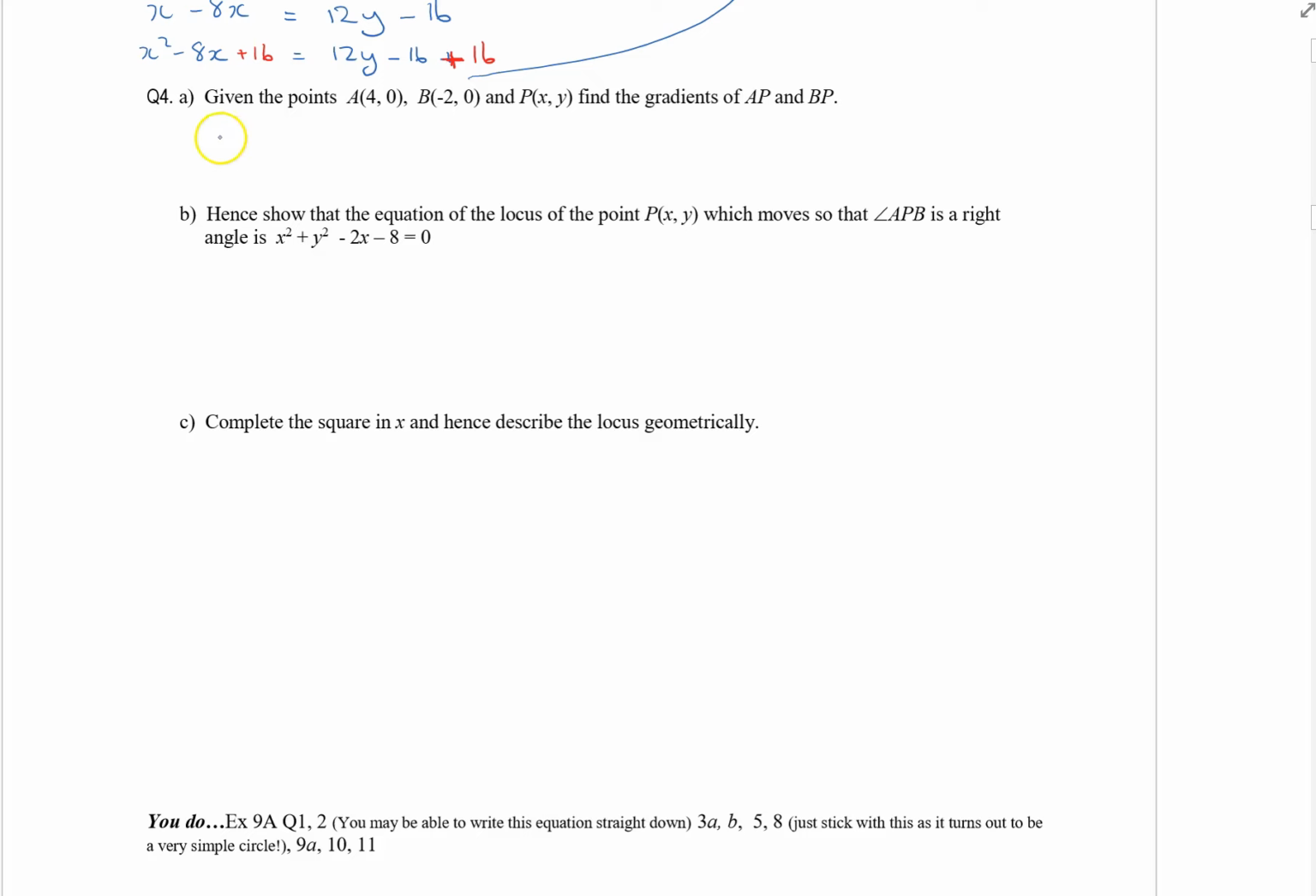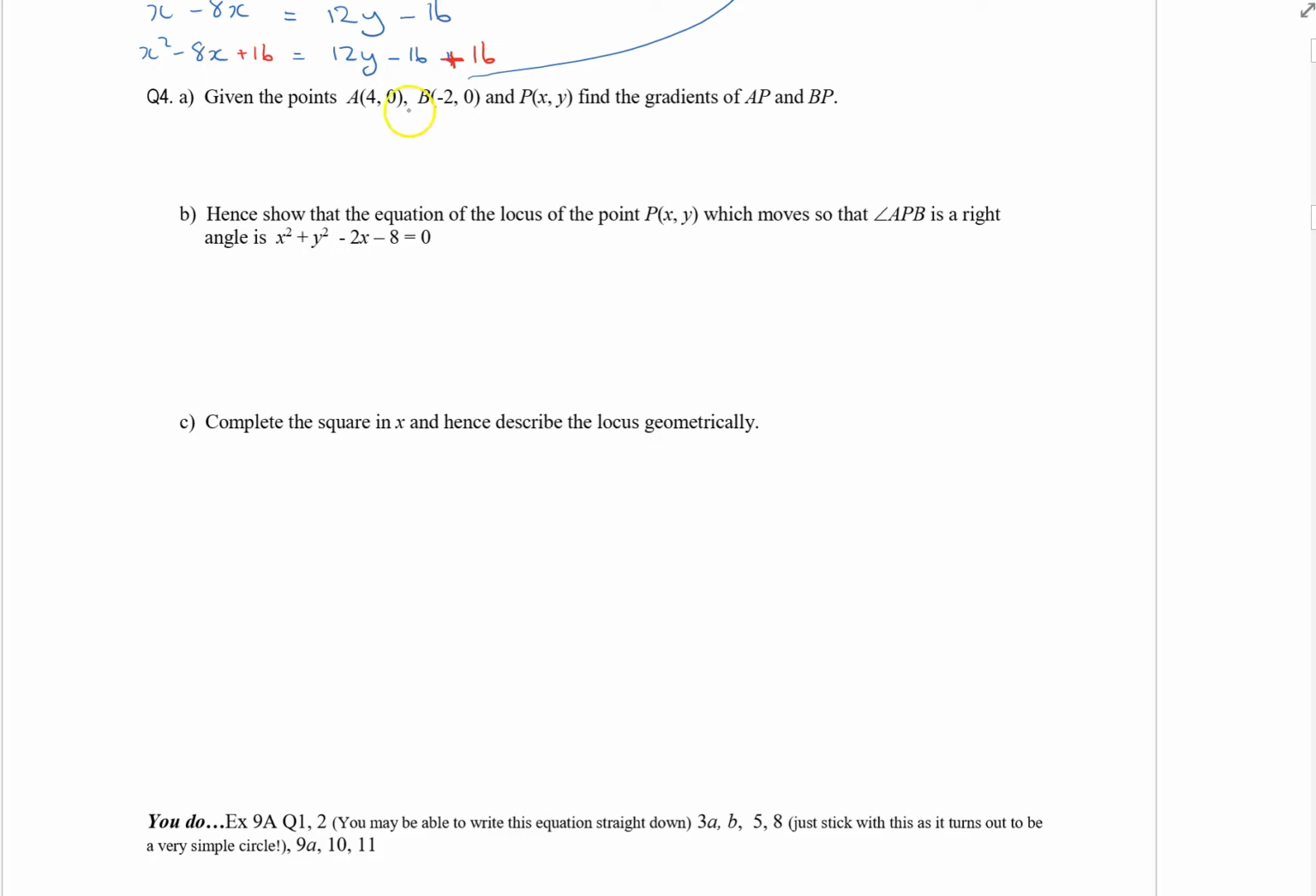So looking at A, it's not asking you to get the locus. It's just said, given these 3 points, find the gradients of AP and BP. If you were reading that, I hope you would think, it's not asking me for the locus. But the fact that it's asking you to calculate the gradient, like I've said, is a huge hint as to what will be required later in the question. So part A is really straightforward.